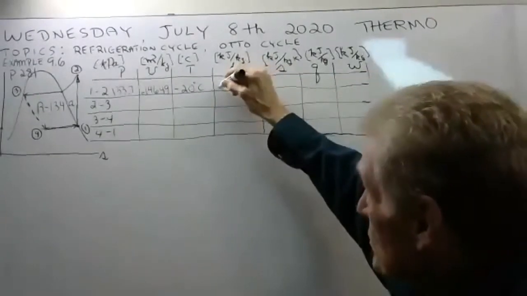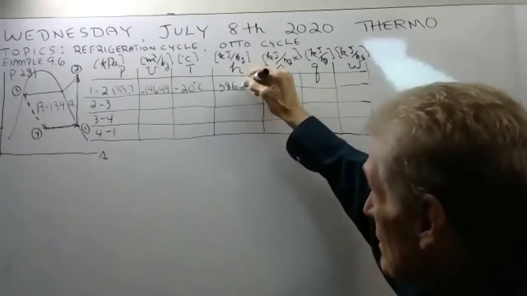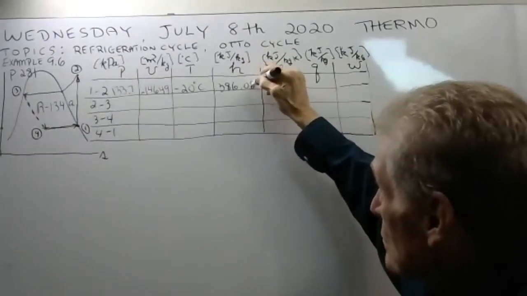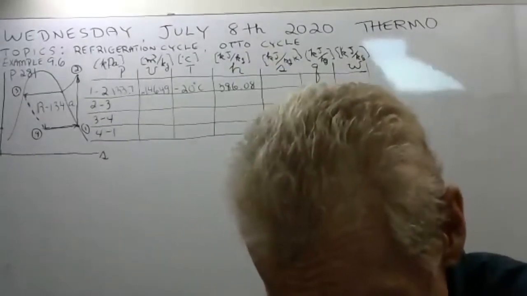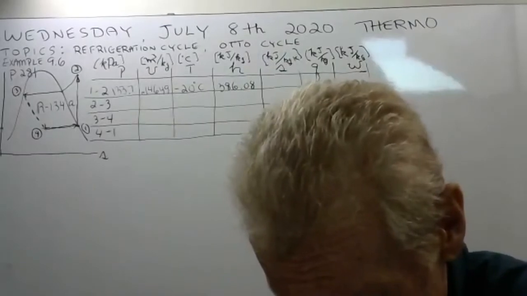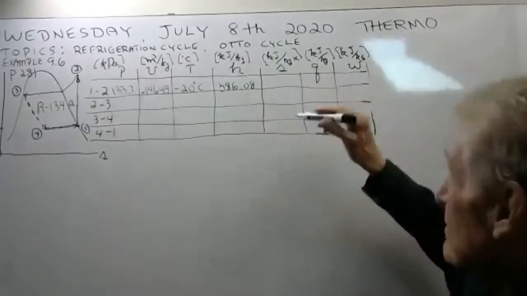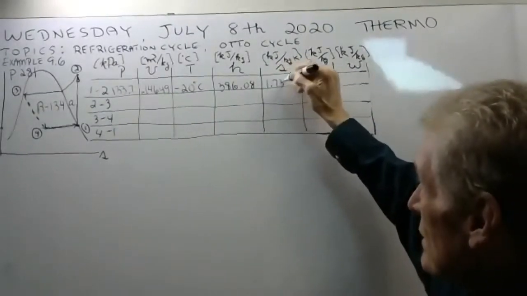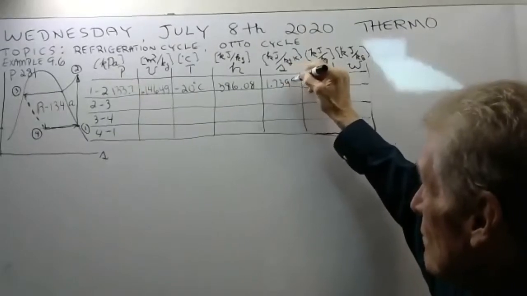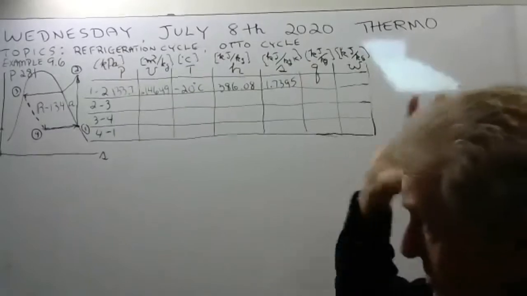Now you guys better check me on this. Make sure I got those numbers right. Specific entropy at minus 20, it says here 1.7395. Oh, I forgot to tell you what these processes are.